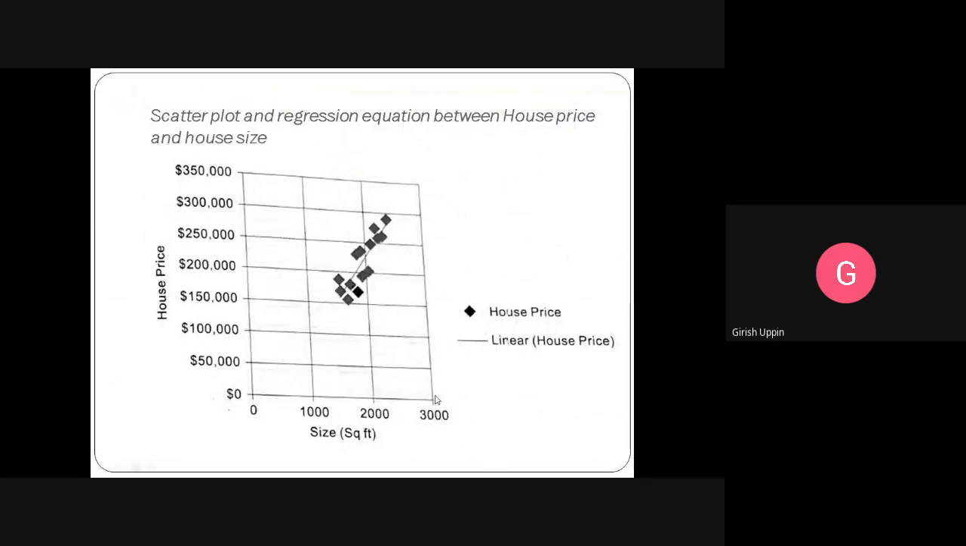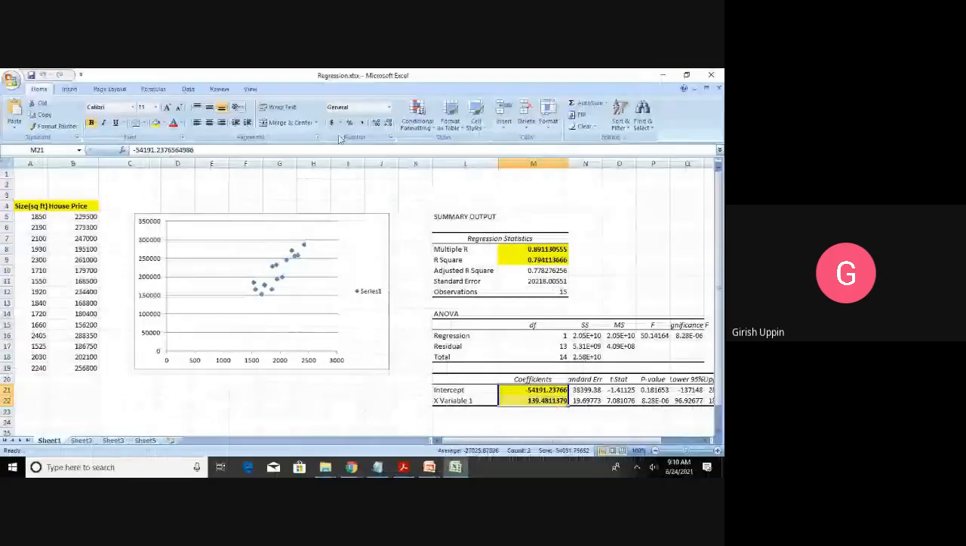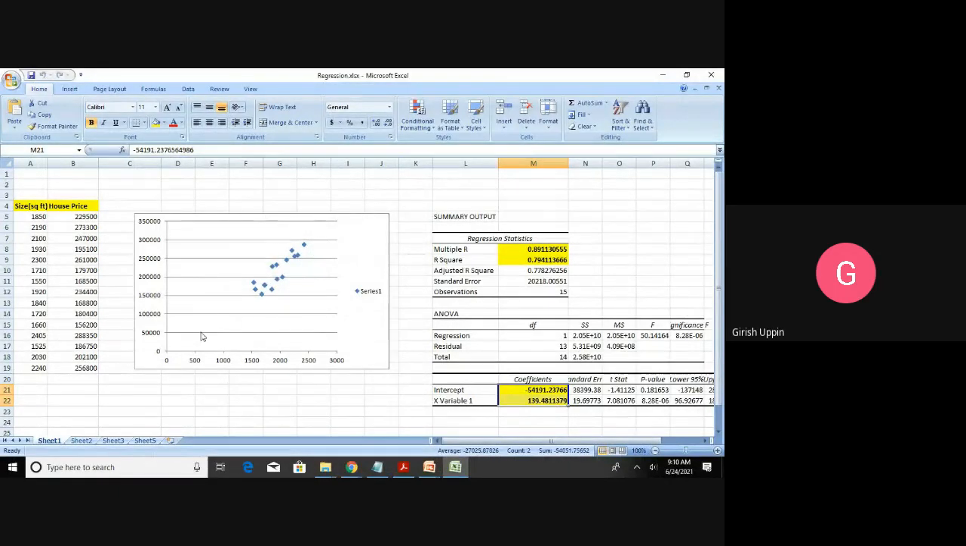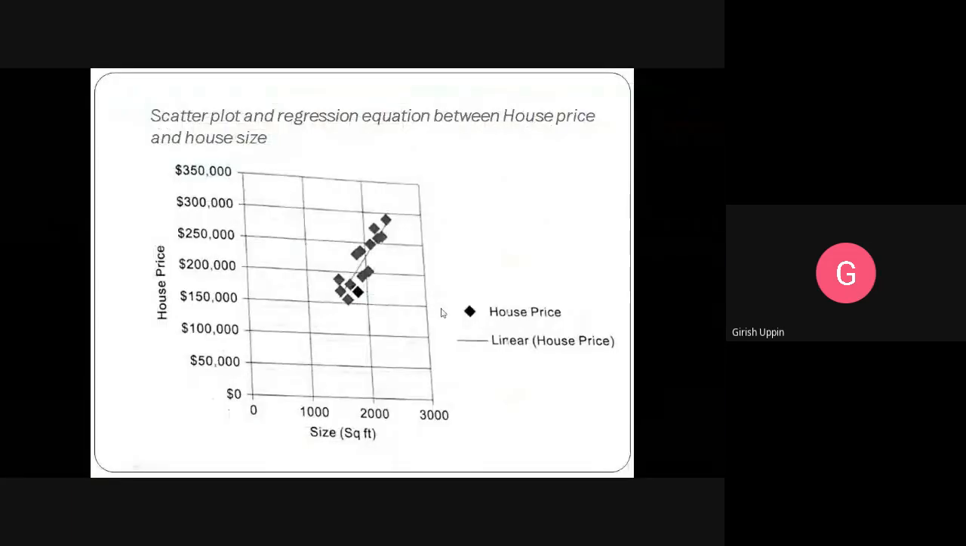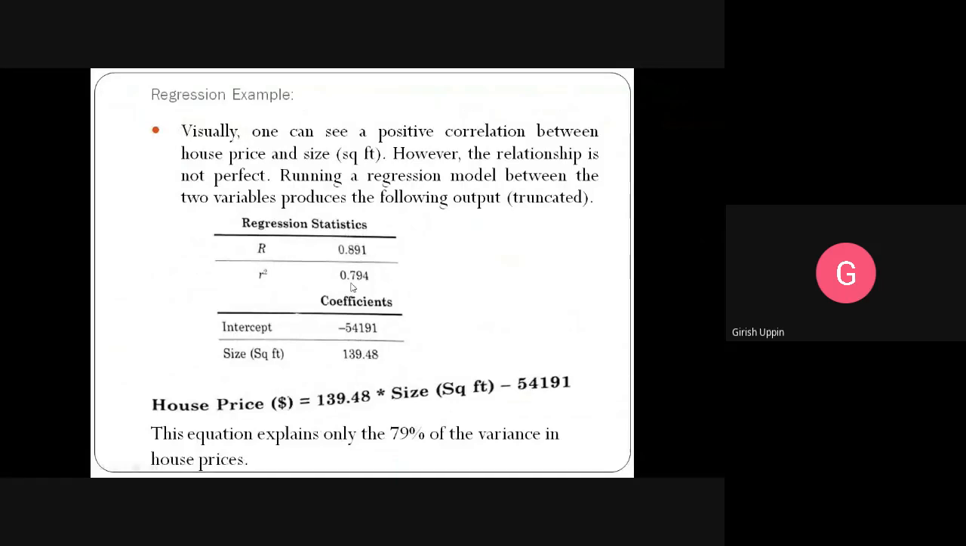I'm not sure what the author has used for the analysis. There are many tools that can be used for performing the regression. Here I have used simple Excel. Now, once we have this, I can run a regression on this, and regression will get me the best fitting line. This is the summary that gets outputted from the regression analysis. In the regression statistics, you can see the R value as 0.891, and R square is 0.794.